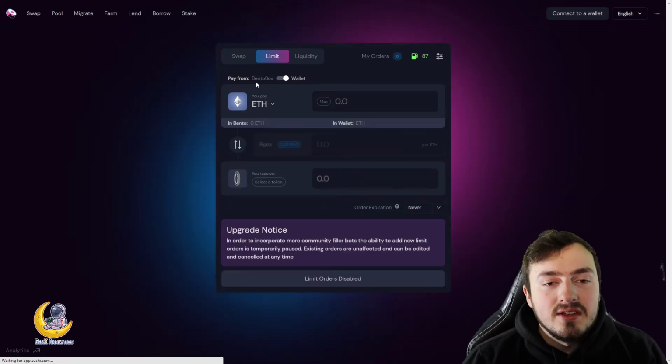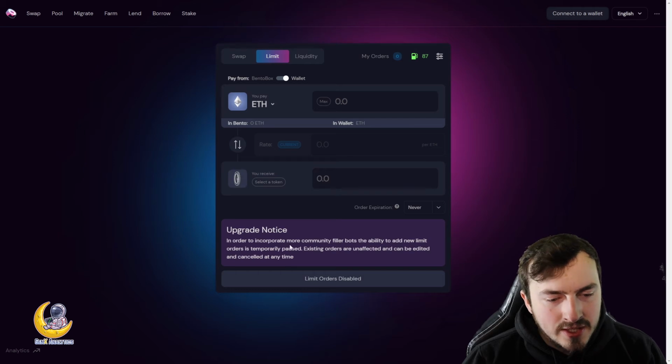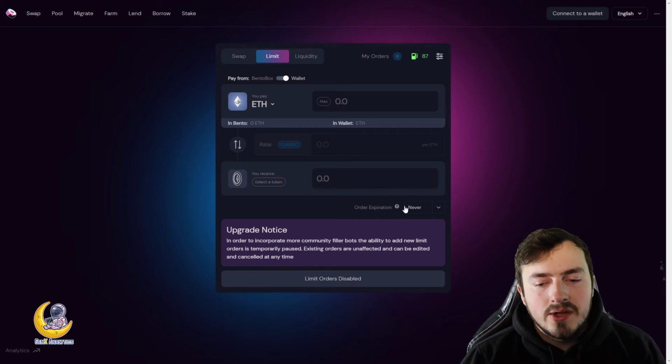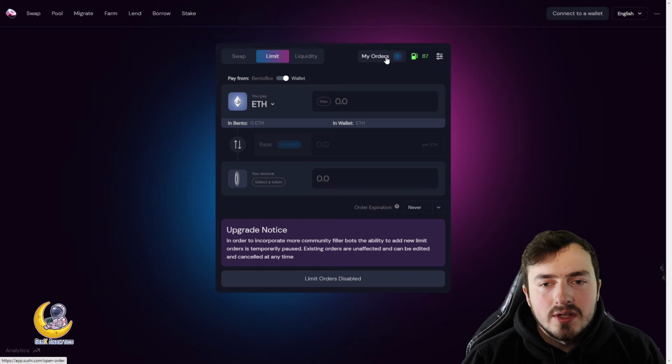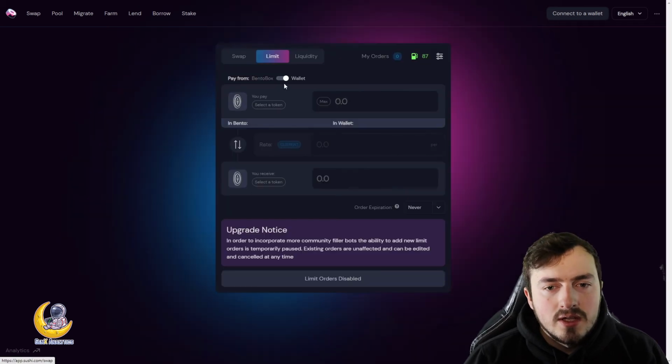So you can see that here they have the swap, and they also have limits as well. Wow. Since when did all these bring out limits? Limit orders disabled. Okay, yeah, it's just temporary while they upgrade. All right, well that's really nice. You see open orders and order history as well.